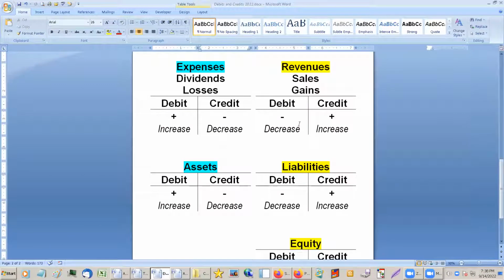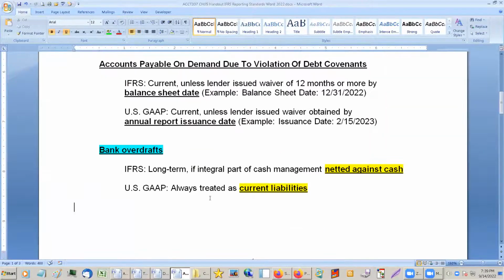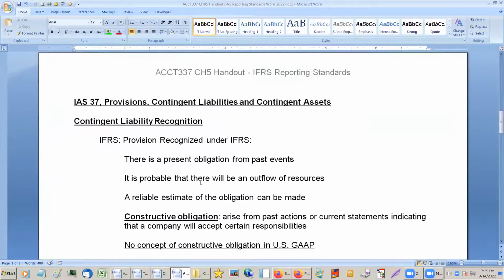So, international standards are kind of like this. They'll say, okay, a decrease in the asset. US standards are you increase your liabilities. I can't imagine that comes into play too often. It does.